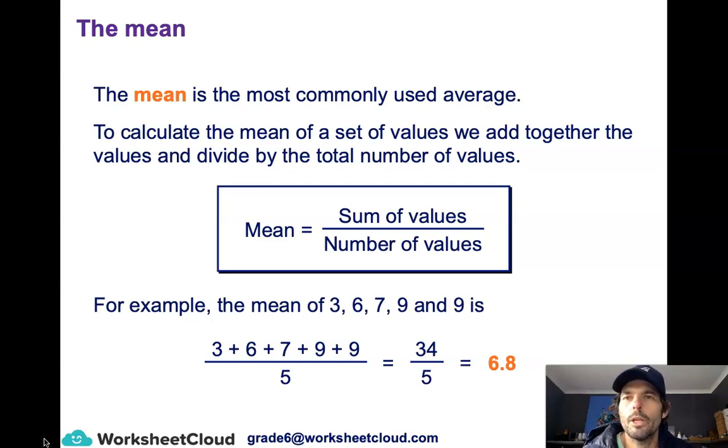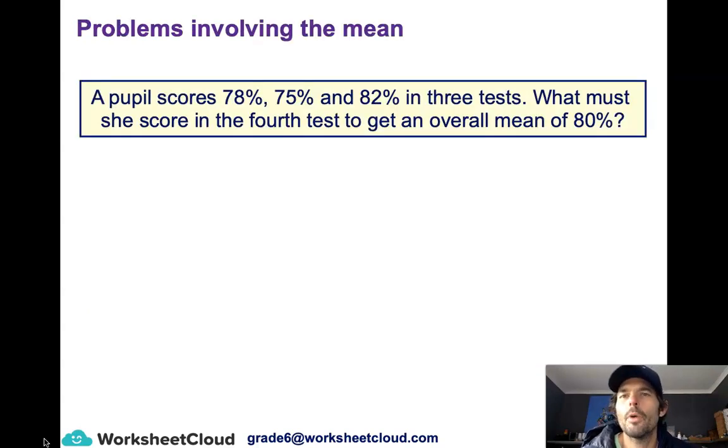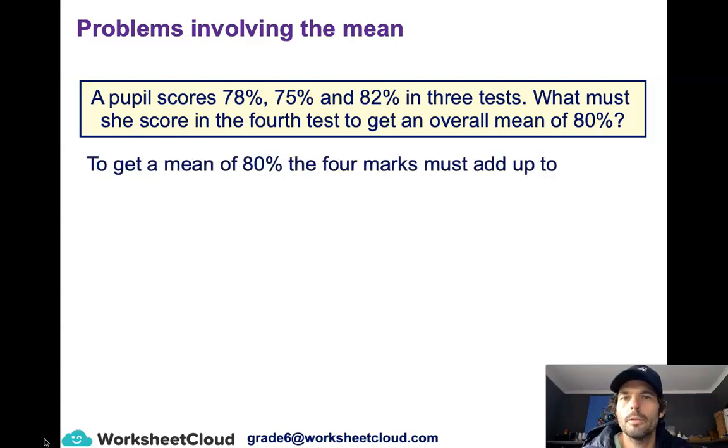Okay, so that's the way you work out the mean, which is more commonly known as the average, but it is actually a type of average. Okay, so here's a problem involving the mean. If a pupil, so let's say yourself, scored 78%, 75%, and 82% in 3 tests, what must you score in the 4th test to get an overall mean of 80%? Okay, so it's a little bit of a different way to ask a problem involving averages.